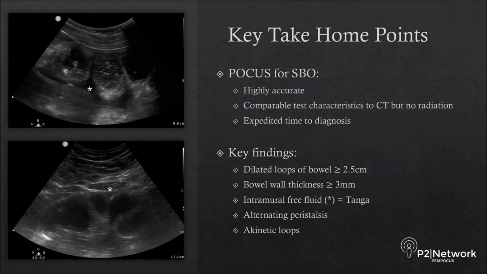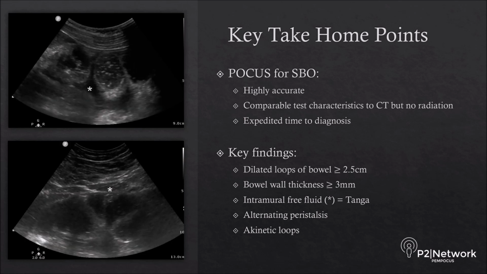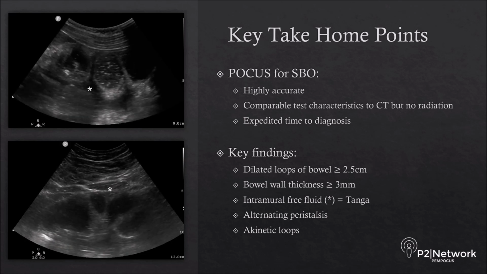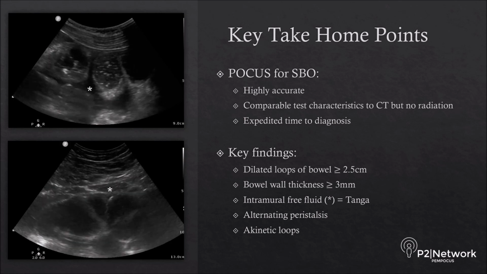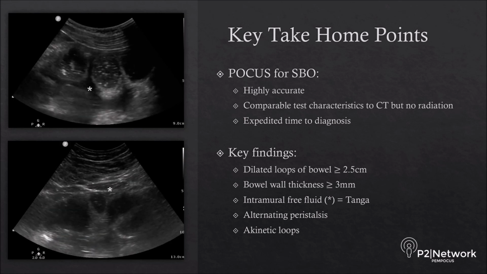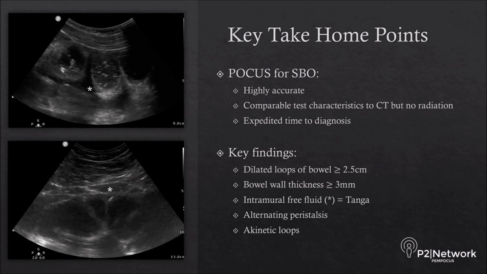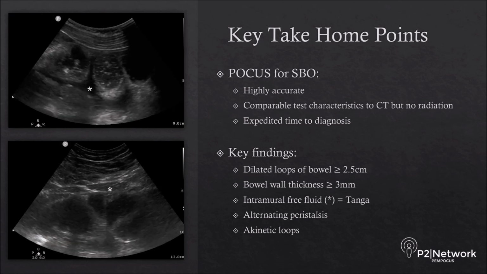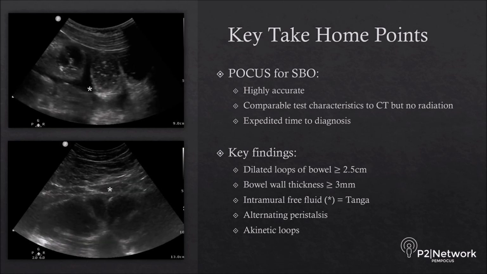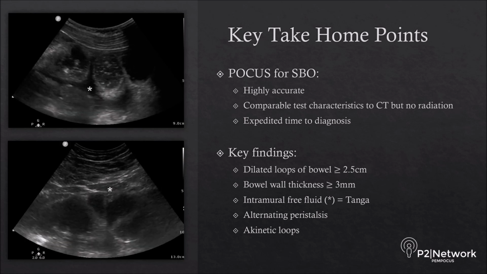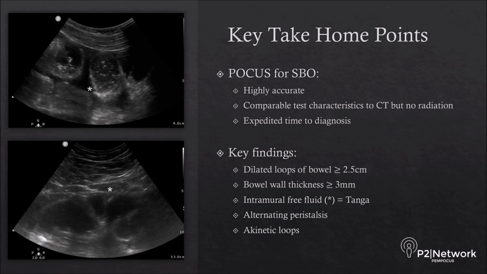Our key take-home points for POCUS for SBO is that it is highly accurate and it has comparable test characteristics to CAT scan without the radiation. It also gives us an expedited time to diagnosis. Our key findings are dilated loops of bowel greater than or equal to 2.5 centimeters, a bowel wall thickness of greater than or equal to 3 millimeters, free fluid, alternating peristalsis, and akinetic loops.